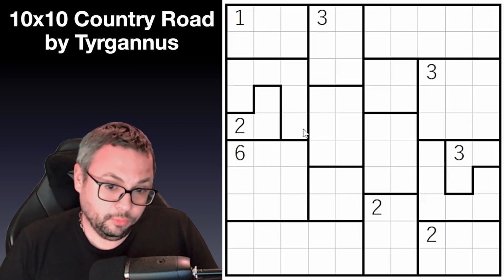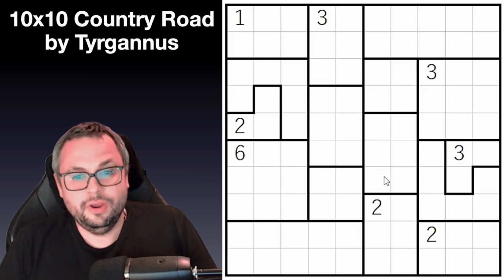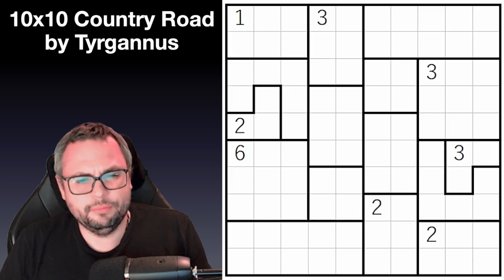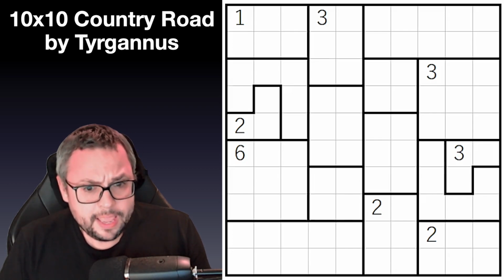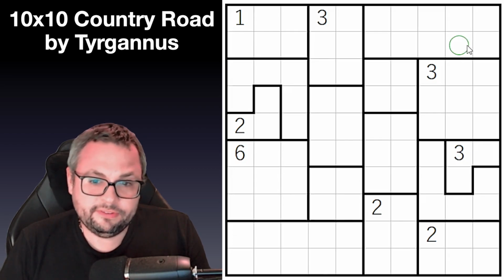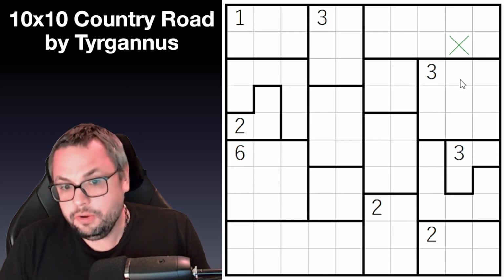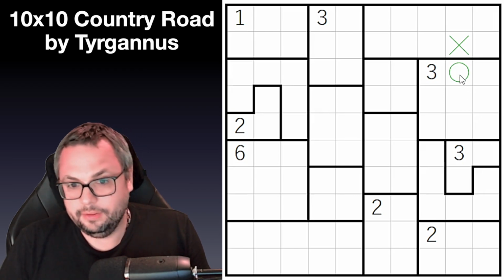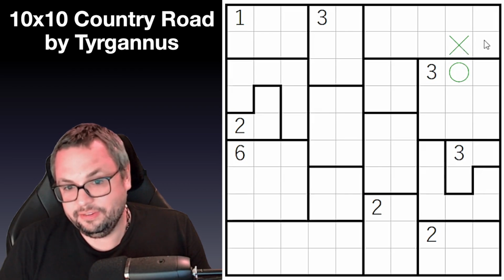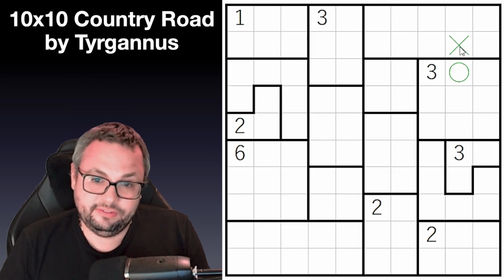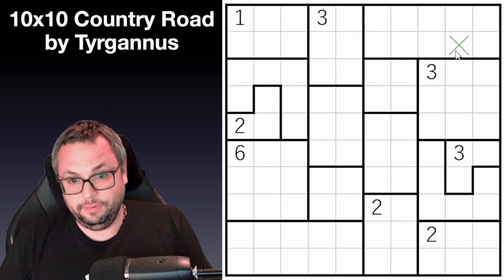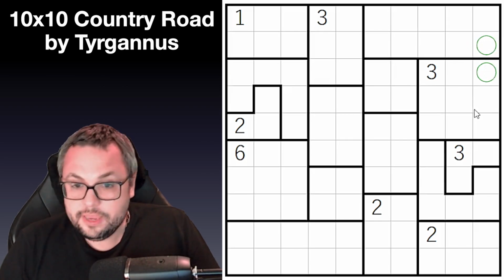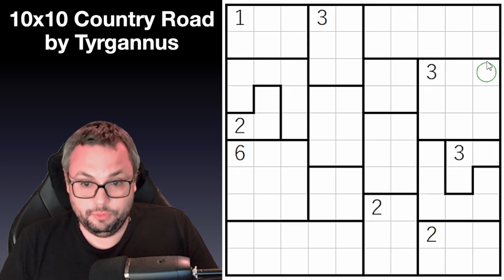The other rule of Country Road has to do with borders. Namely, and this is, I think, for me, the rule that makes Country Road so much fun, if you don't visit a cell on one side of a border, you must visit the cell on the other side of the border. So usually the X is didn't visit. As soon as you don't visit this cell, you're obligated to visit this cell. Okay, you can visit both. It's totally fine to visit both sides of a border. You can't visit neither side of a border.